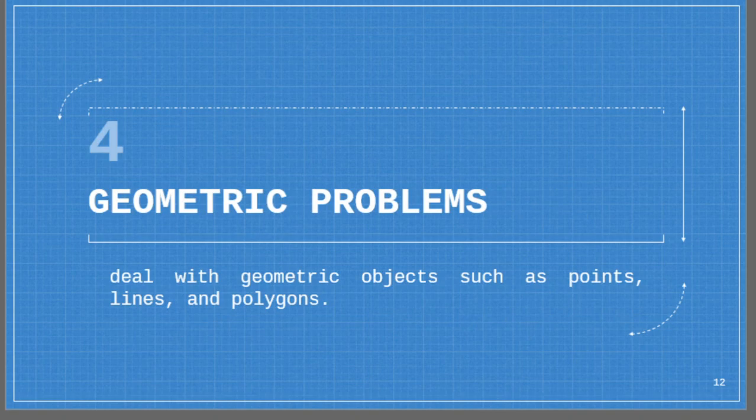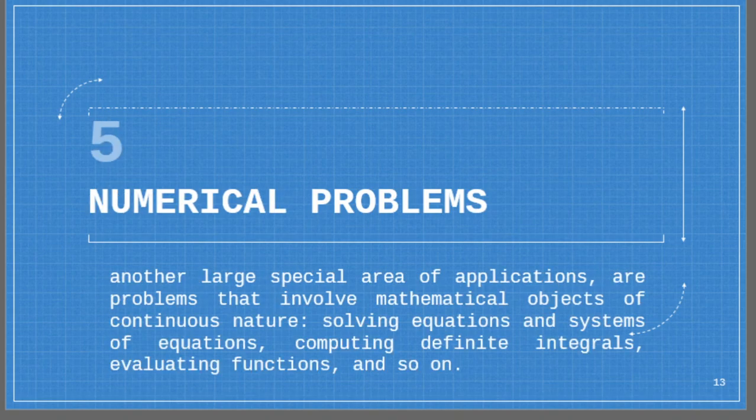Next, geometric problems. Ito yung ginagamitan natin ng mga solution. For example, we use Euclid's formula wherein we calculate the distance between the following coordinates. It deals with geometric objects such as points, lines, and polygons. So, those are geometric problems. Next, numerical problems. It includes mathematical equations and mathematical solutions in order to solve certain numerical problems.